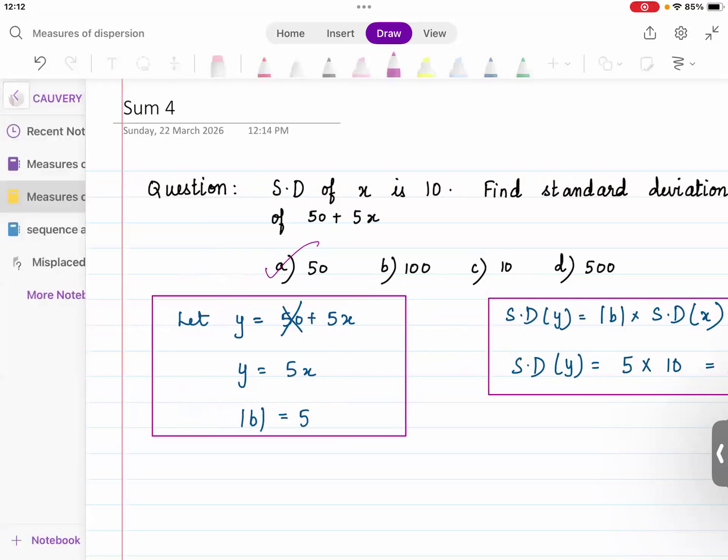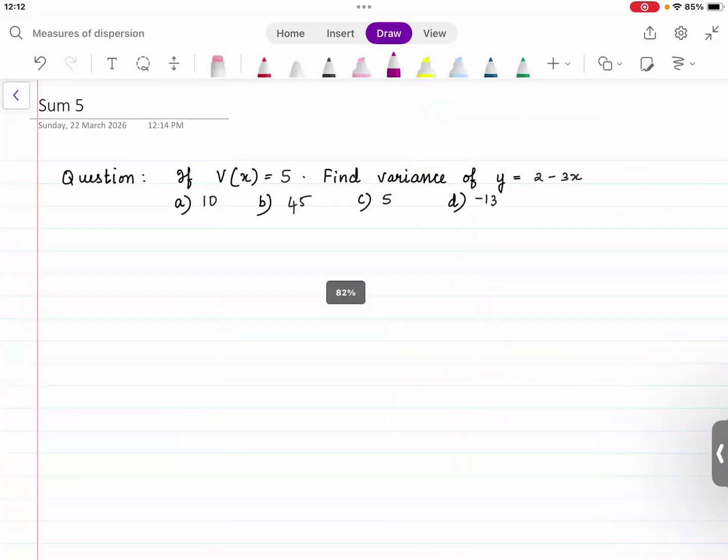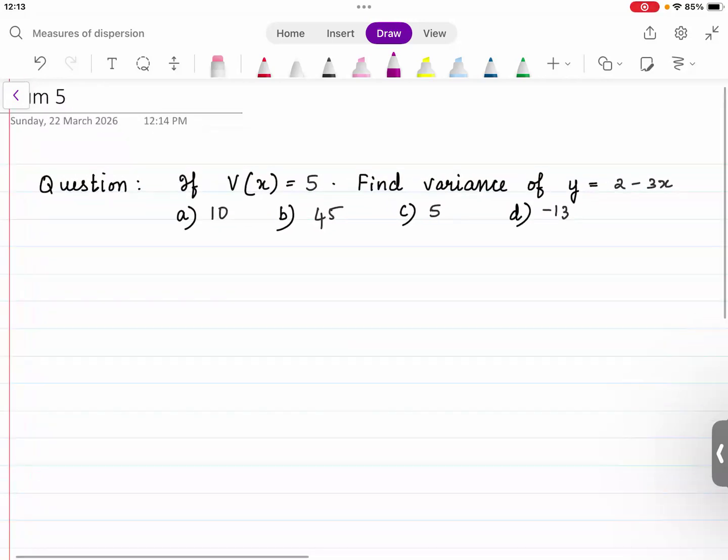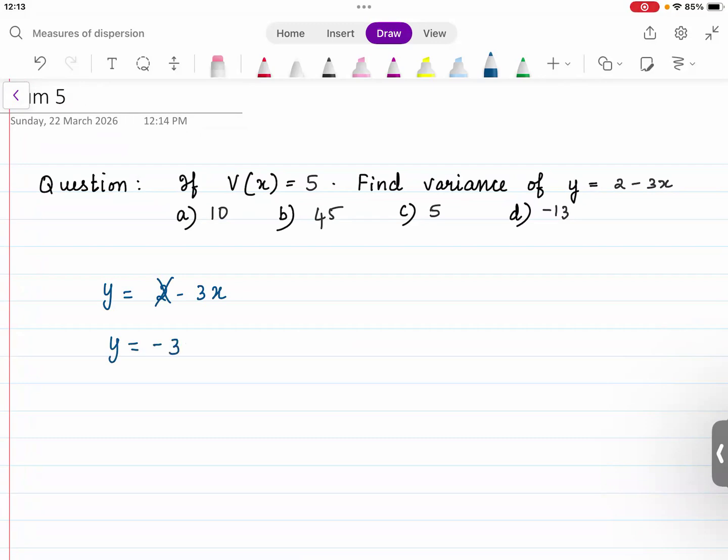Next question. In the next question, they have given variance of x as 5 and they're asking us to find variance of y is equal to 2 minus 3x. So they've given the equation as y is equal to 2 minus 3x. Ignore the constant, write y in terms of x. So what you will get? Y is equal to minus 3x.